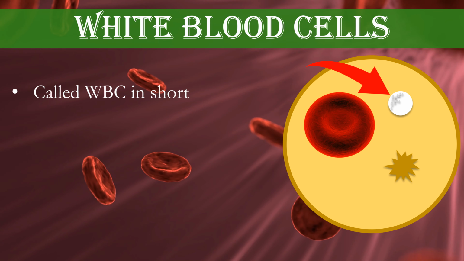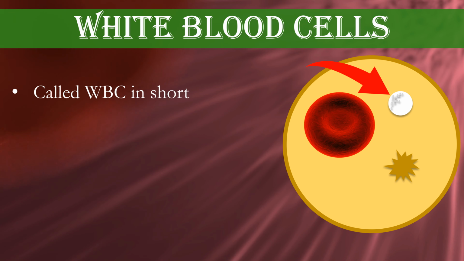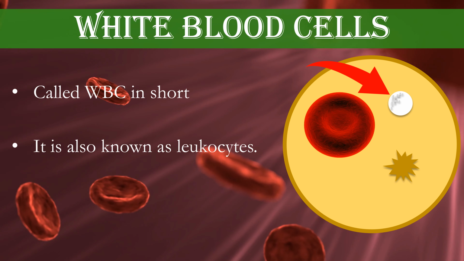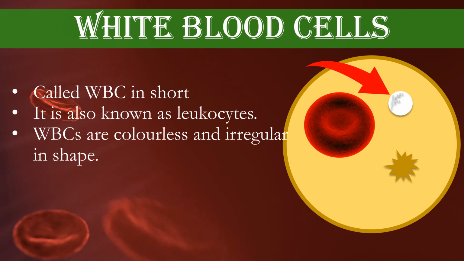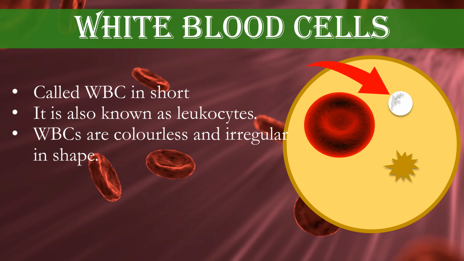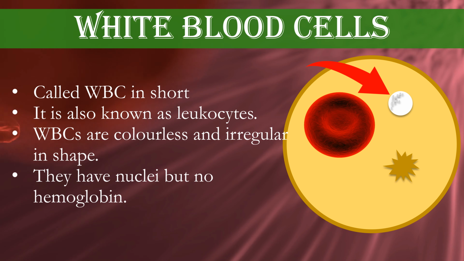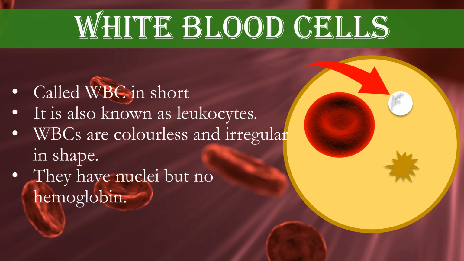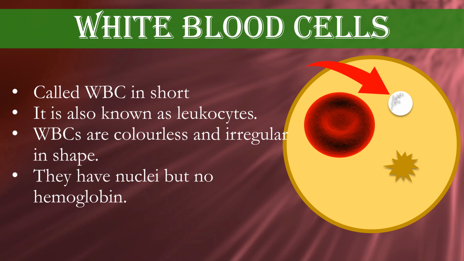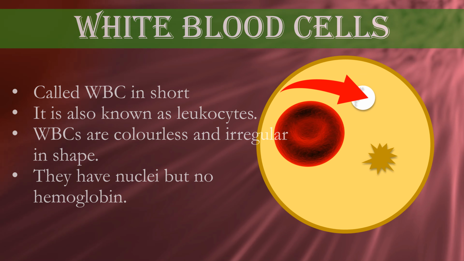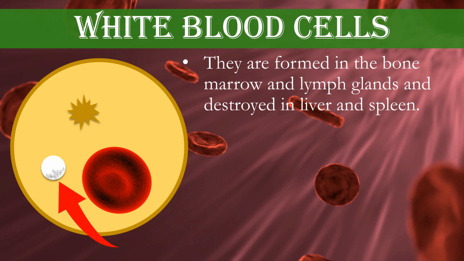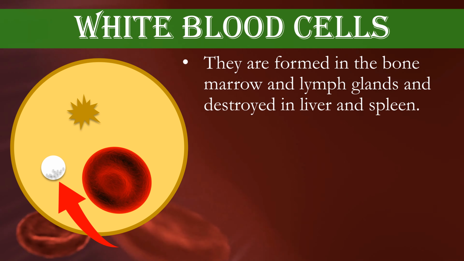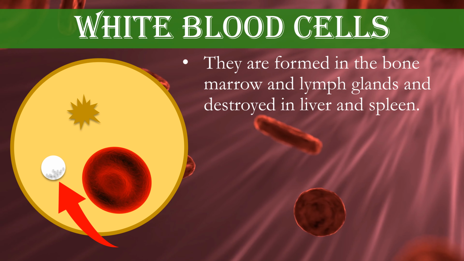Now, white blood cells. We also call it WBC. It is known as leukocytes. WBCs are colorless and irregular in shape. They have nuclei but no hemoglobin. They are formed in the bone marrow and lymph gland and destroyed in the liver and spleen.